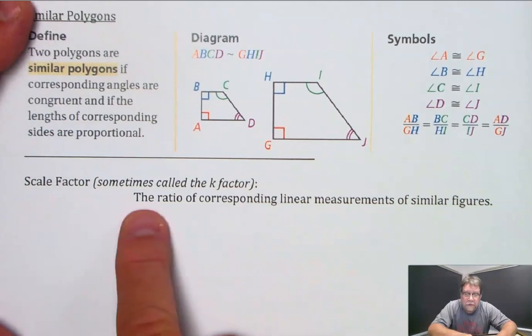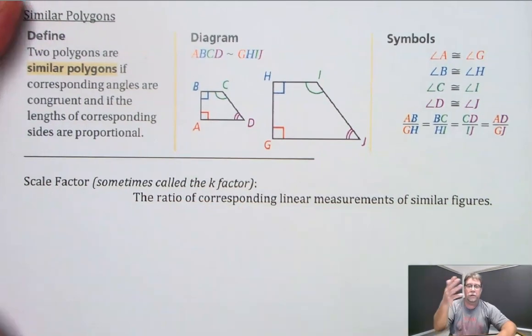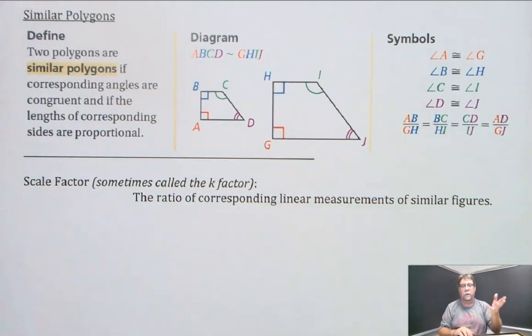And by the way, the scale factor is sometimes called a K factor because a lot of times they use K as the variable when you're trying to figure out what that scale factor is. And there's your notes for section E2.